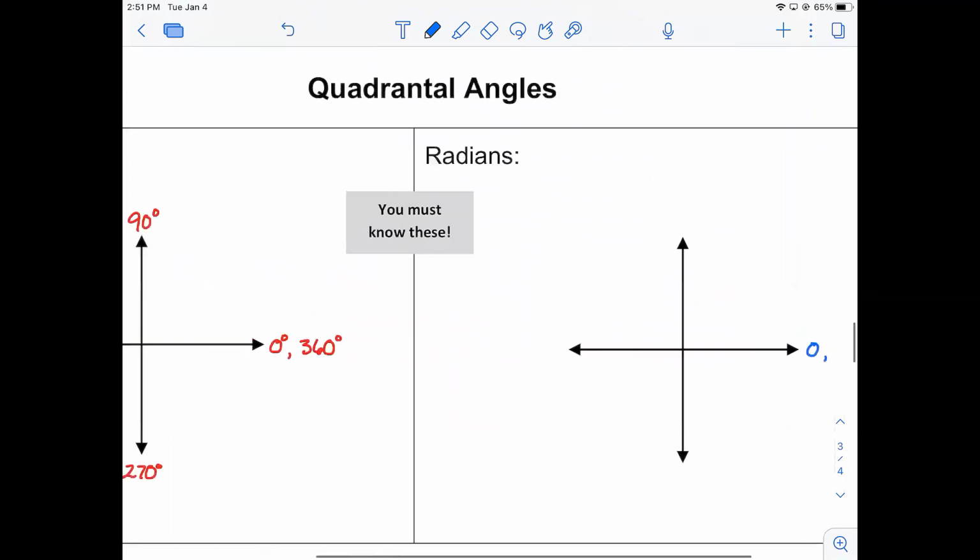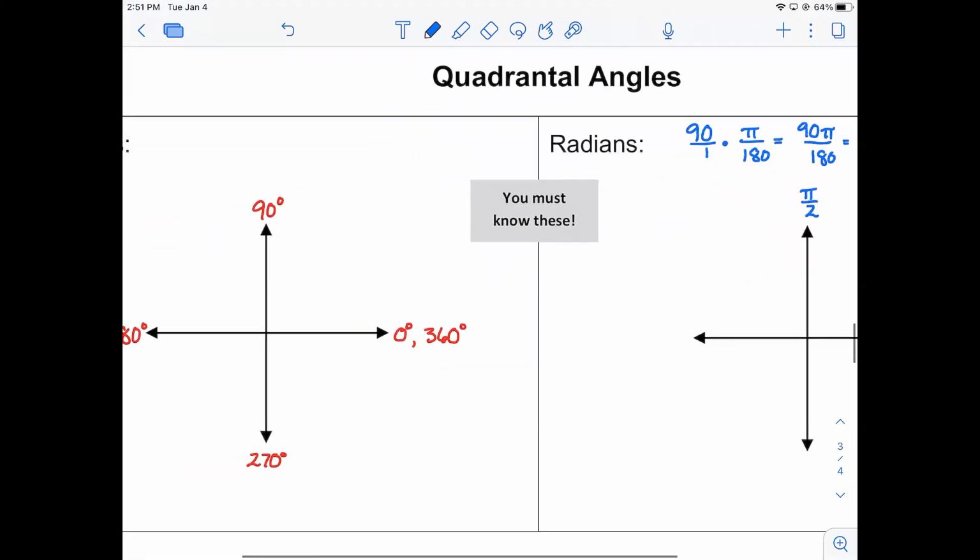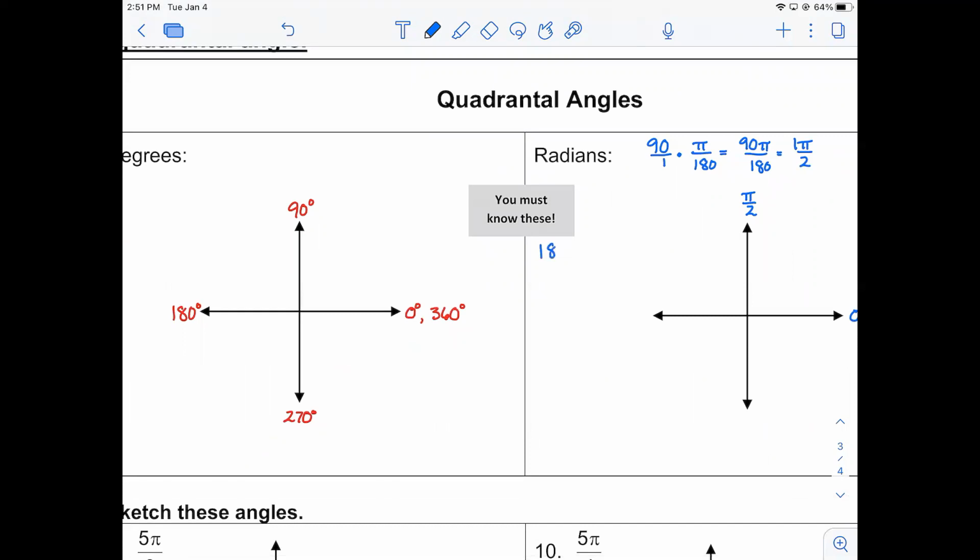The next one, we need to do the 90-degree angle. So this is going to be 90 degrees. And to get it into radians, I want my pi to end up on top. So this is going to be pi over 180, which gives me 90 pi over 180, which reduces to pi over 2. If you want to put the 1 right there, you can. So that means this radian measure is going to be pi over 2, which is the same thing as 1/2 pi.